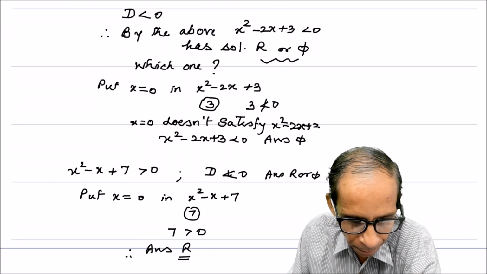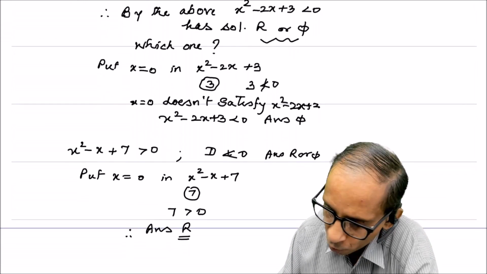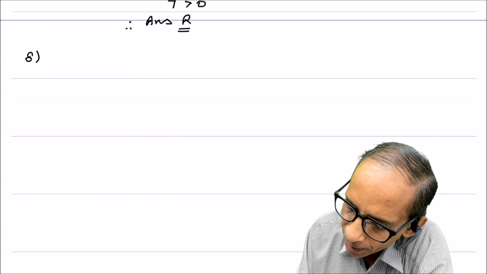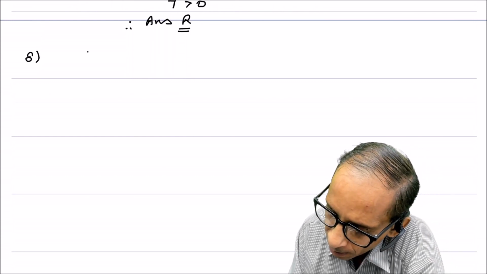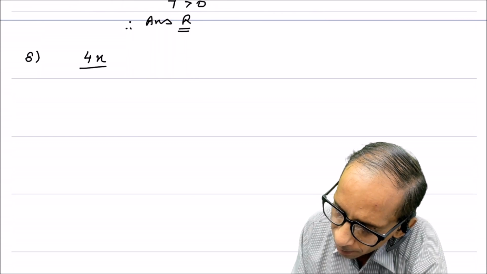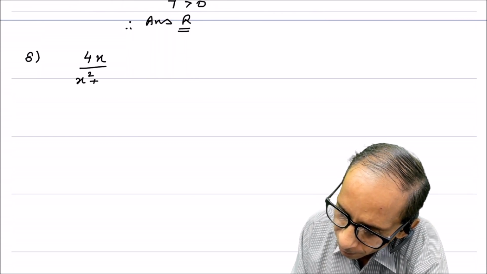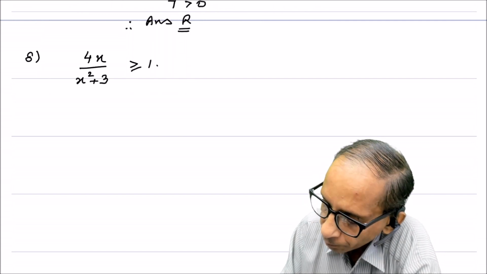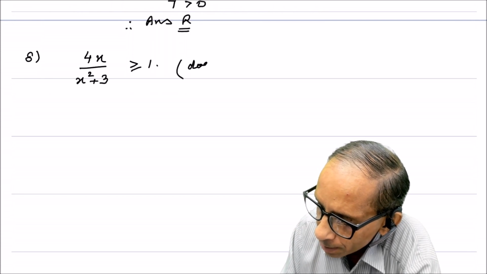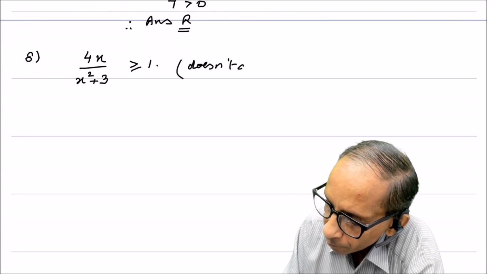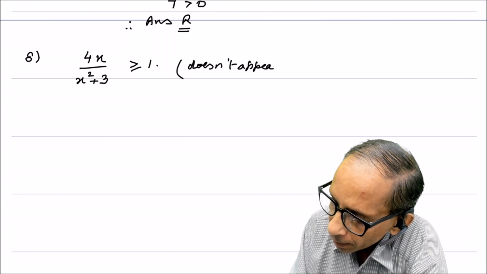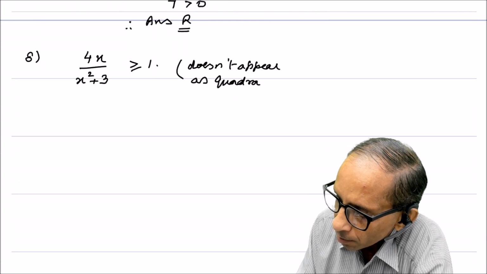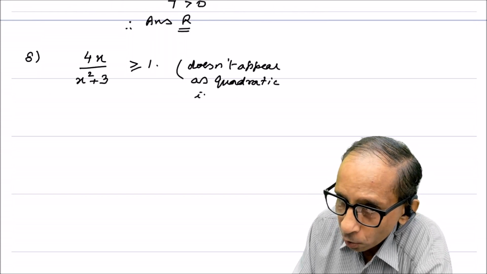We wind up the session by taking up one small question. It is question number 8. It is slightly different from the usual ones. 4x by x square plus 3 greater than or equal to 1. This does not appear as a quadratic inequality.